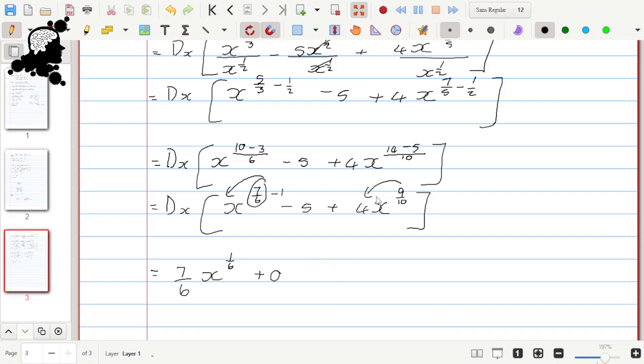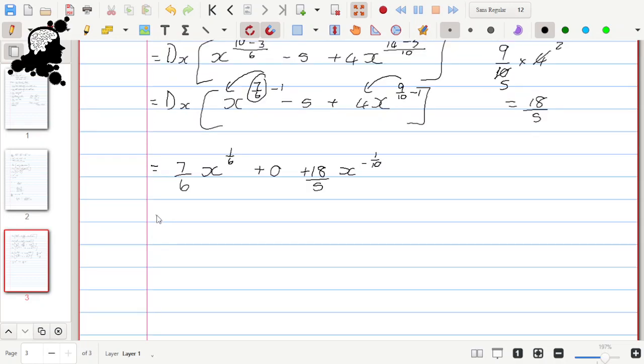Multiply exponent by coefficient. So let's see, if we have 9 over 10, multiply by 4. So 2 goes into 2 twice, 2 goes into 10 5 times. So you're going to get 18 over 5 here. So this is positive 18 over 5. X to the power negative, when we subtract 1, we're going to get negative 1 over 10.